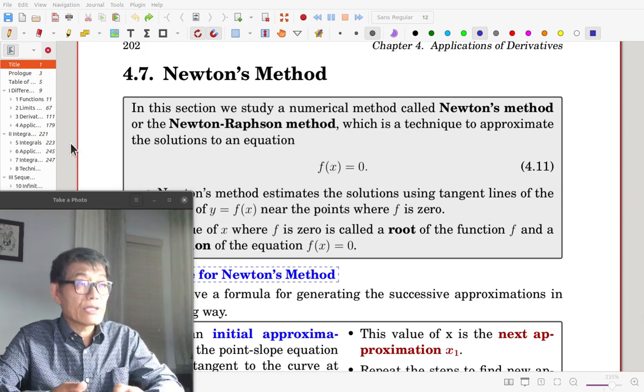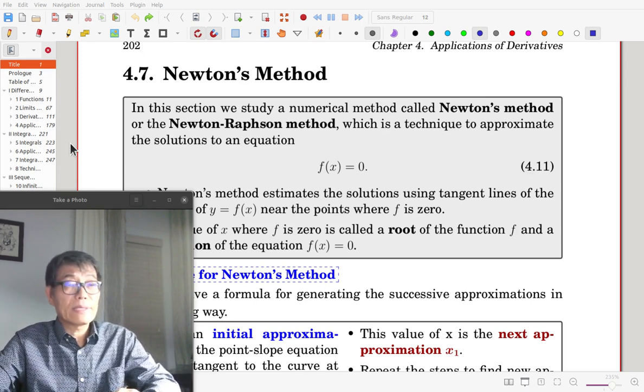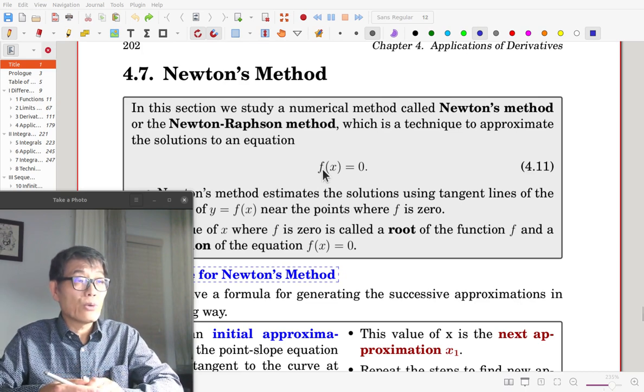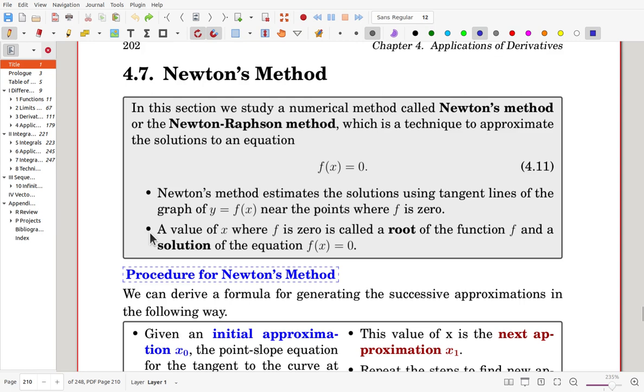Now it is section 4.7, Newton's method, which is sometimes called the Newton-Raphson method. The Newton method is a computational technique to find solutions of f(x) equal 0. A value of x where f is 0 is called a root of the function f, and a solution of the equation f(x) equals 0.